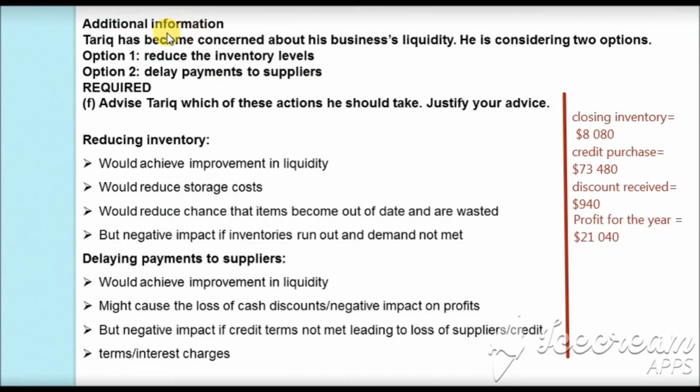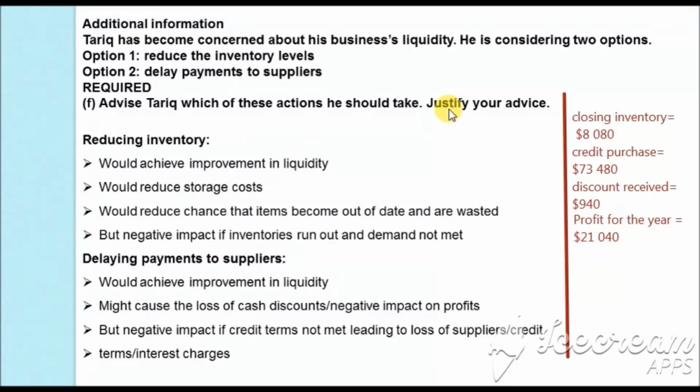Furthermore, additional information is provided which says that Tariq has become concerned about his business liquidity. He is considering two options. Option 1, reduce the inventory level. Option 2, delay the payment to the suppliers. In that bit of the question, we are asked to advise Tariq which of these options he should take and justify our answer. You see, you have to advise one course of action, and for this you will fetch marks. That is, it should be either reducing inventory or delayed payment based on your analysis.